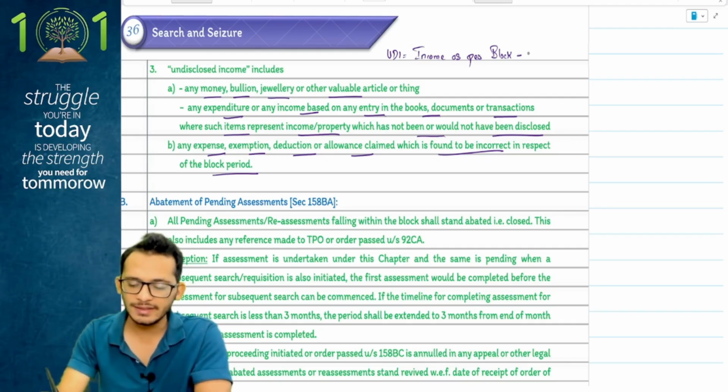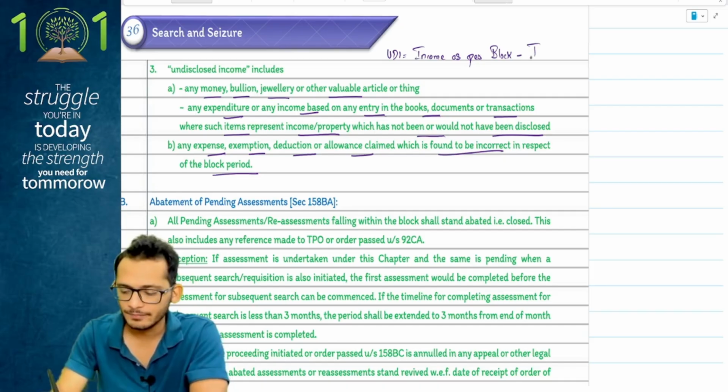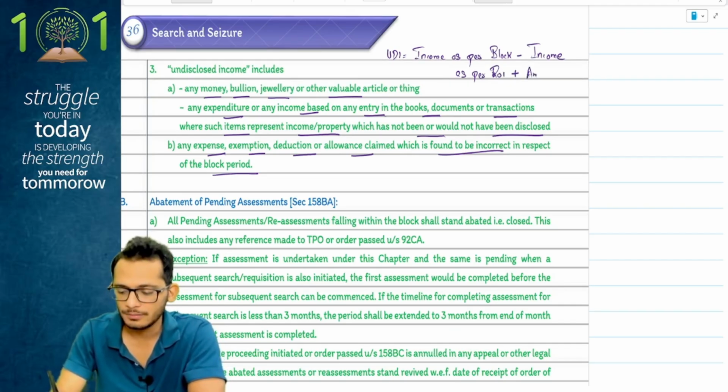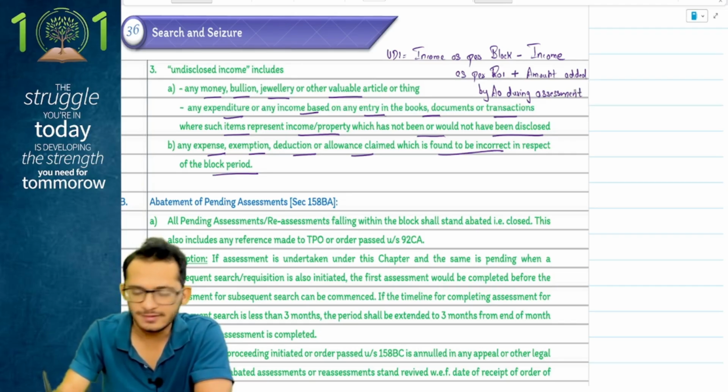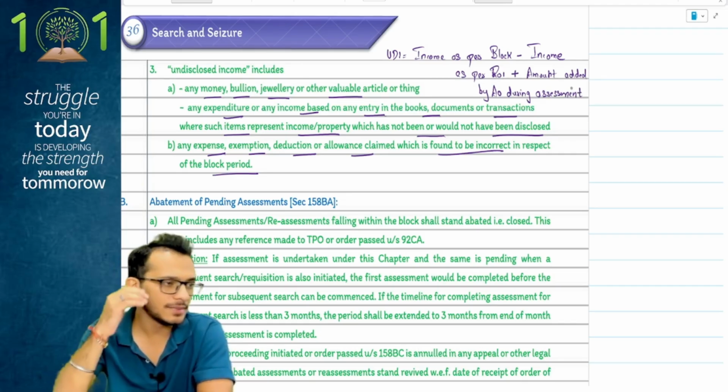So undisclosed income means income as per block minus income as per return. Which return? Original return plus amount added by AO during assessment. People, which assessment? Block assessment.